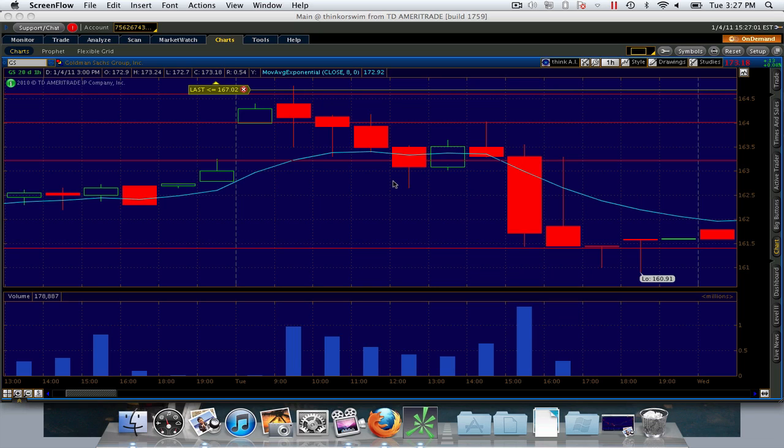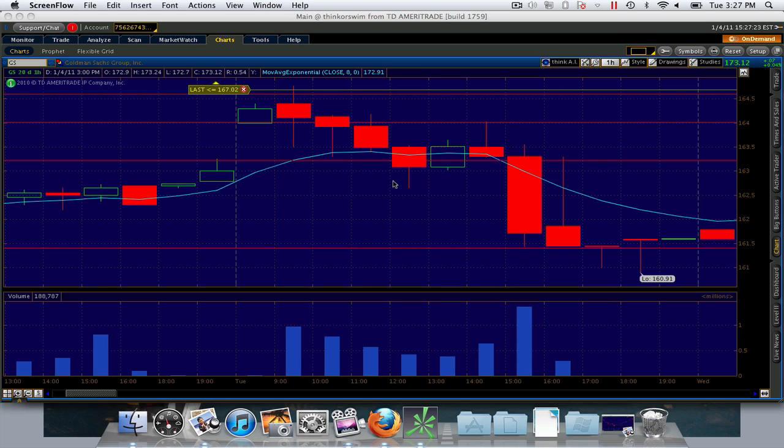The moving average that I use most often with trading momentum stocks is the 8 EMA, and I use the EMA as opposed to the SMA because an exponential moving average responds more quickly to the movements in price, so you can have more precision with your entries and your exits.